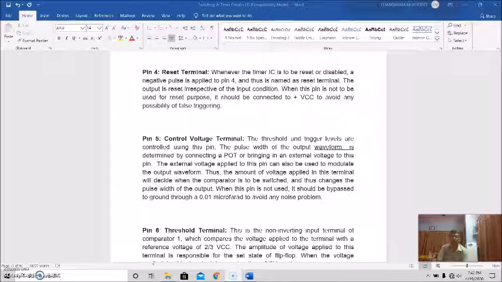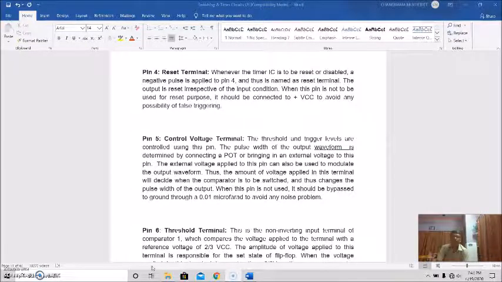Now pin 4, this is the reset terminal. Whenever the timer IC is to be reset or disabled, a negative pulse is applied to pin 4, and thus it is named the reset terminal. The output is reset irrespective of the input condition. When this pin is not to be used for reset purposes, it should be connected to plus VCC to avoid any possibility of false triggering.